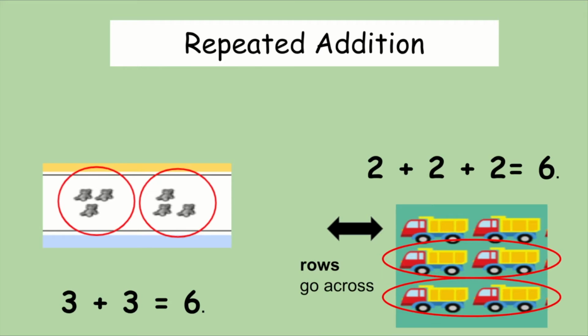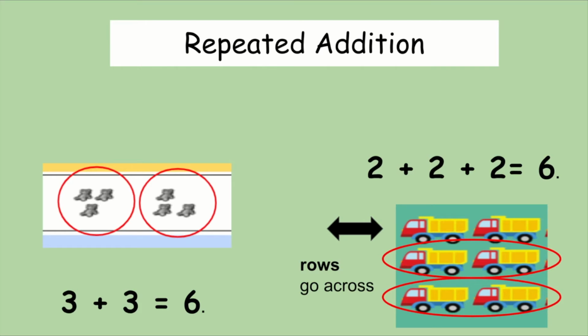What if I told you there was another way to find the total number of bears? At times, the number of objects in an array can be so large that it'll take a really long time to count them all by one. The strategy I'm going to teach you is called repeated addition. Repeated addition is when you add the same number of objects multiple times.